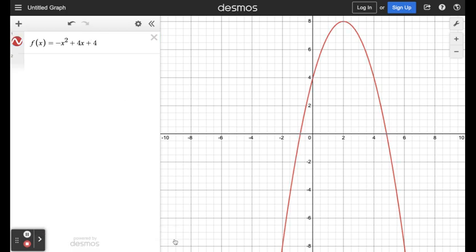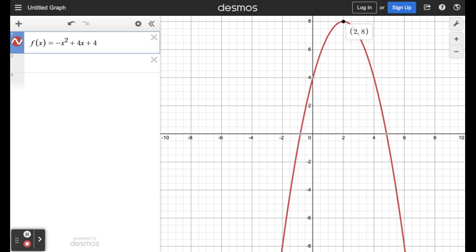Now, if you're not sure what to type, on Desmos, they have a keyboard that you can press, and it will help you get all of the characters that you need, regardless. So this guy has a maximum up here. If you click on the graph, you can see it's a maximum of 2, 8.